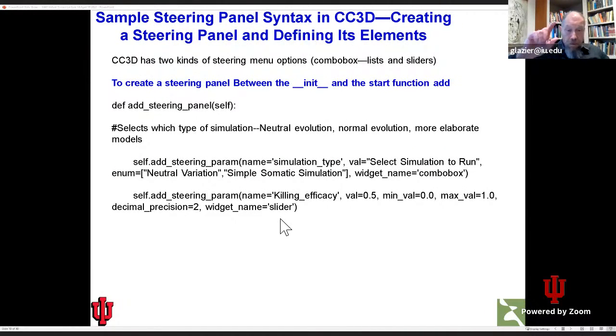That will pop up a window. It'll have 2 lines in it, the first one of which will be labeled simulation type, the second one labeled killing efficacy. The first one will allow me to pull down and select between neutral variation and simple somatic simulation. The second one will allow me to pull a value, initially 0.5, with a minimum of 0 and a maximum of 1. And it'll show the result at 2 decimal digits. If you don't limit the decimal precision, it'll make a mess because it'll display a lot of digits.